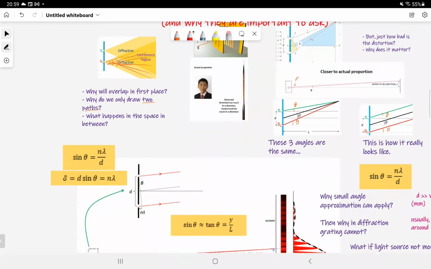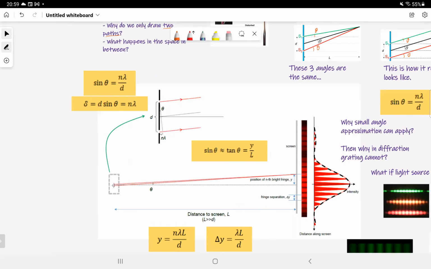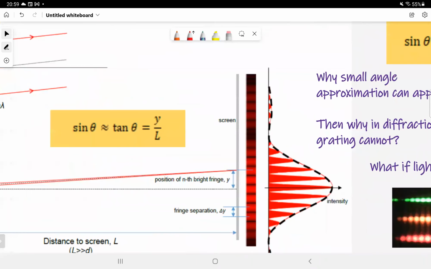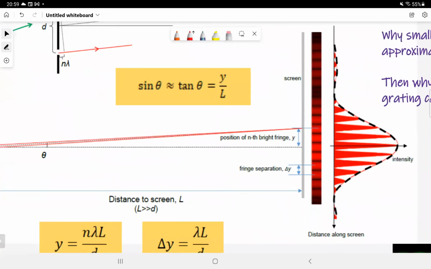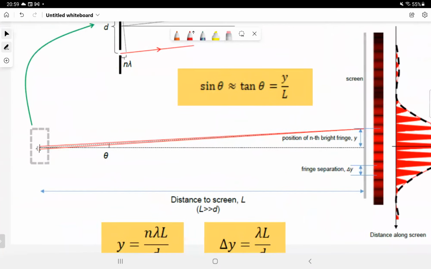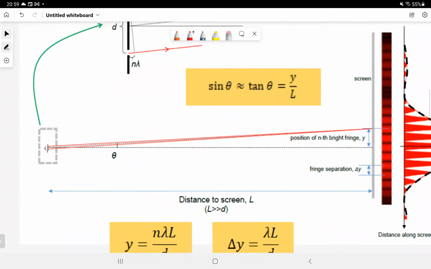And now let's study what happens at the screen. Suppose we have a particular bright spot, and we already did this experiment. We saw many bright spots, and this bright spot is the n-th bright spot. This n-th bright spot falls on the wall, and because it falls on the flat screen, I can give it a position, a distance y away from the center.